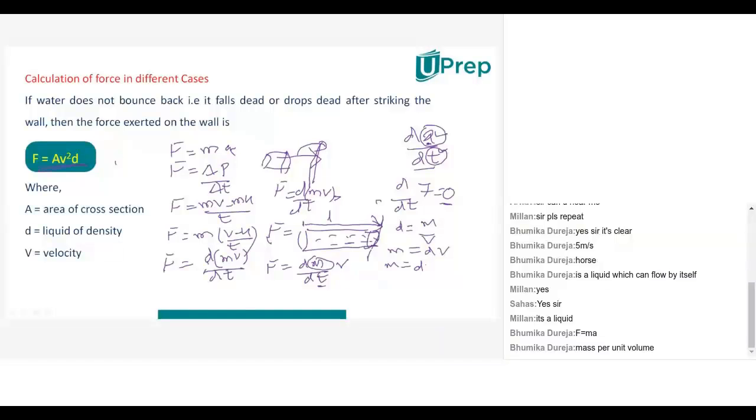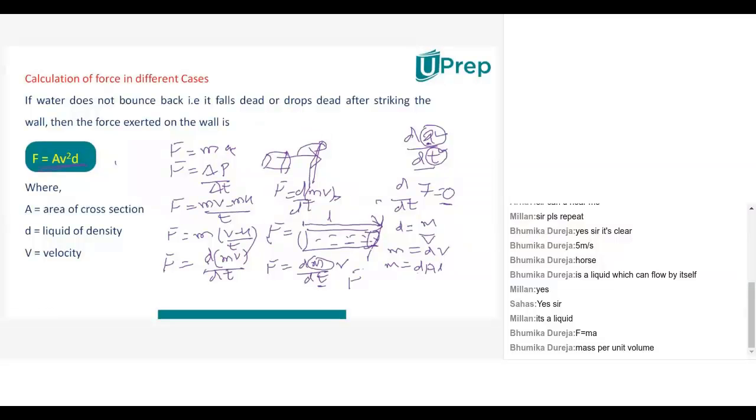For volume, I am writing the equation like this: A into L. A means area, L means length. If I multiply area with the length or height, will you get volume or not? Area means length into breadth, and there must be some other length for a cube. So A into L is nothing but volume. So mass is equal to density into area into length. Can we write it that way in case of M? Yes, sir. Right.